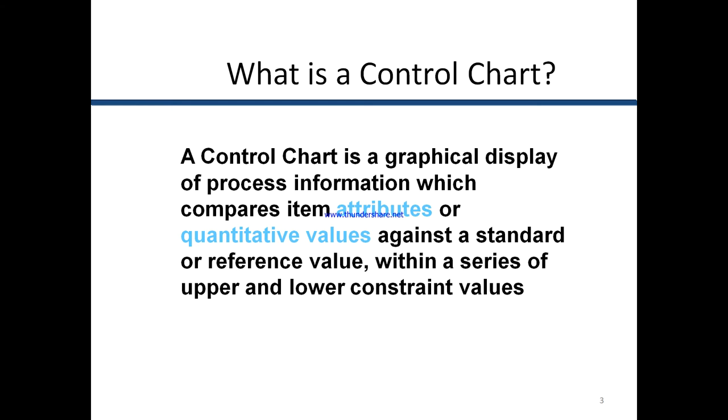Right, so we know a control chart is actually a graphical representation of your process. What we do is we collect information from the process and we draw a graph, and then based on the graph, we take the decision whether our process is in control or out of control, right? Sometimes when we are constructing the control charts, we are concerned about the attributes of the process, right? And sometimes we are concerned about the quantitative values, right? If we are concerned about the quantitative values, we have to construct variable control charts, and if we are concerned about the attributes, we have to go with the attribute control charts, right?